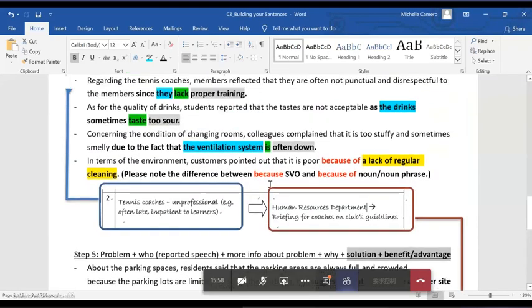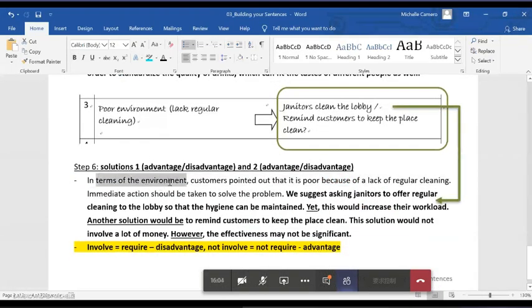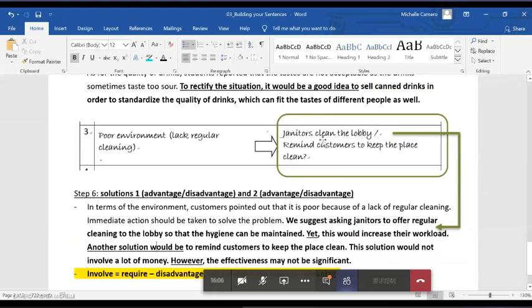Now, we didn't talk about this one in terms of the environment. You notice that they didn't say that one. That one is down here in terms of environment. Now, the reason why this one's a little different is because, remember, we've got, here's the problem. But notice it's not one solution, it's 2 solutions. How do you know this is 2 solutions? You've got that / and you've got the question mark. When you see the / and the question mark, you know that there are 2 solutions. Janitors clean the lobby, that's solution 1. Remind customers to keep the place clean, that's solution 2.